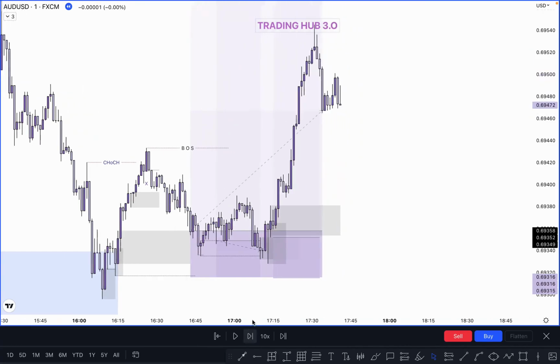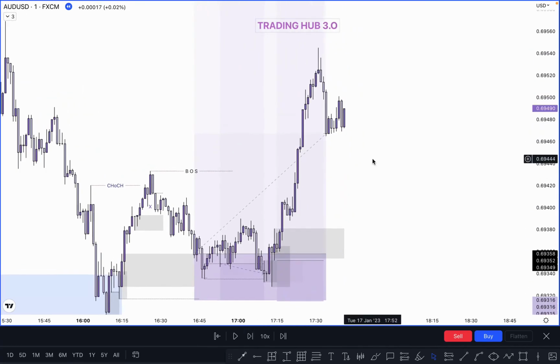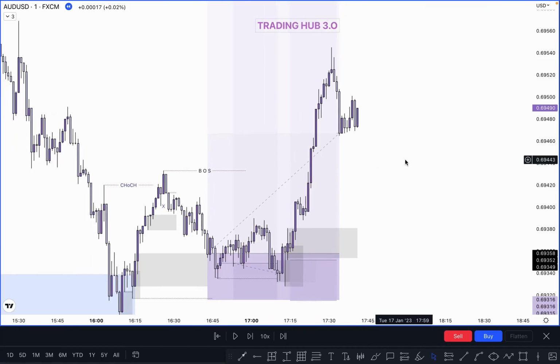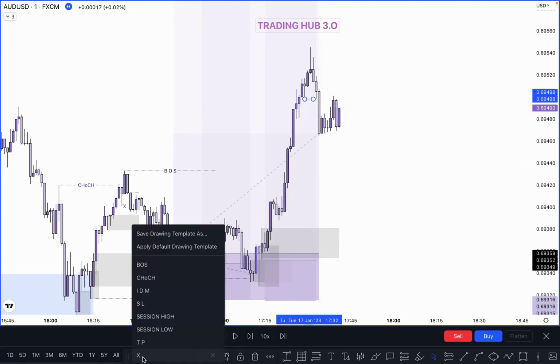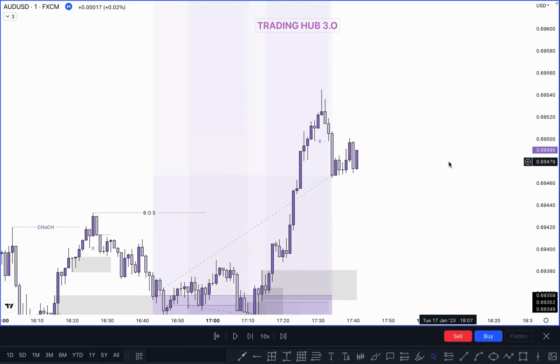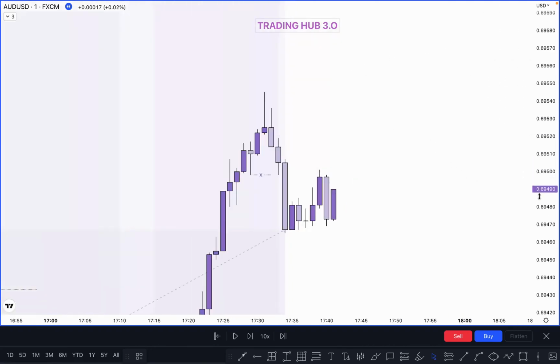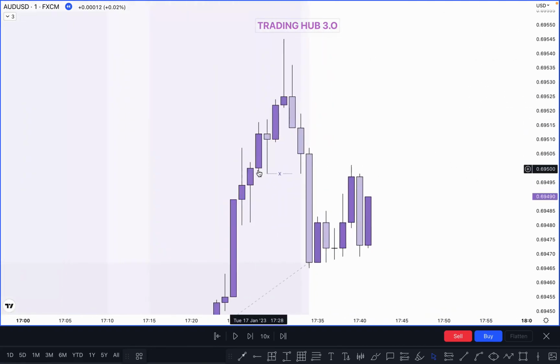Okay, all right. So in this case, as you can see here, where is our next pullback here. Look at this one. This becomes our valid pullback, as you know. Why? Because this candle took out the previous candle low here. It means this becomes our valid pullback here. So let me show you exactly. Look at this one. This bearish candle took out the previous candle low. This becomes our valid pullback.